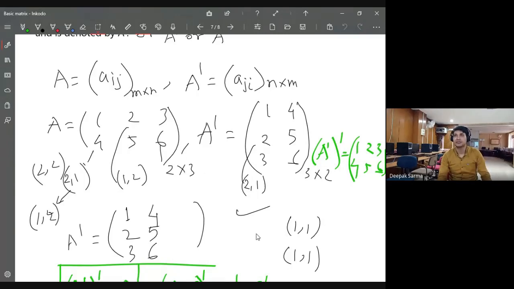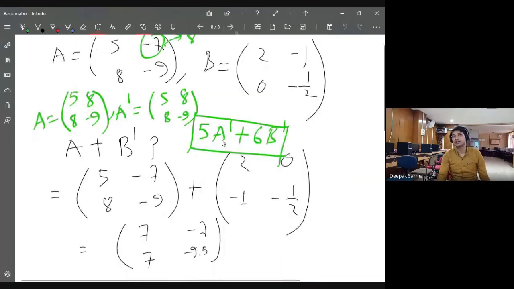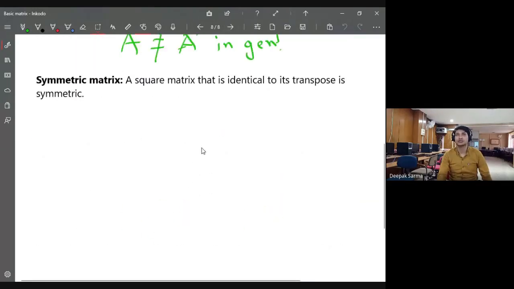Is it clear, all of you? Yes, sir. For A and A transpose to be equal, the first condition is that the matrices must be of equal order. Otherwise, we will never get A equal to A transpose. So the first condition: the matrix must be square. And besides that, the matrix must be exactly the same as its transpose. So in symbolic notation, what is that? If A is equal to A transpose, then the matrix is symmetric.